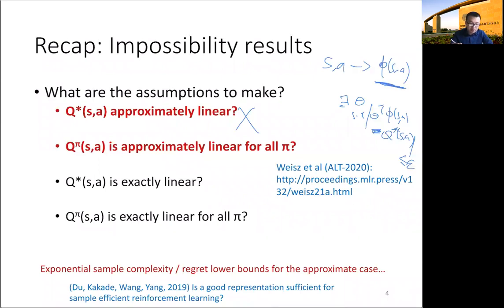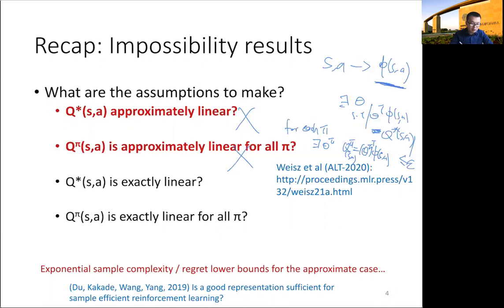And if we make this stronger by saying that for each policy pi, there exists a theta pi such that Q pi is equal to theta pi transpose this feature map phi of SA, right? This assumption is a strengthened version of the approximate linear assumption, and it is also not enough for us to obtain polynomial sample complexity. So this is also not possible.